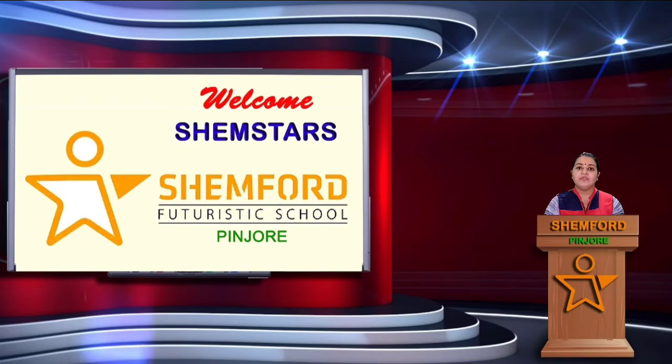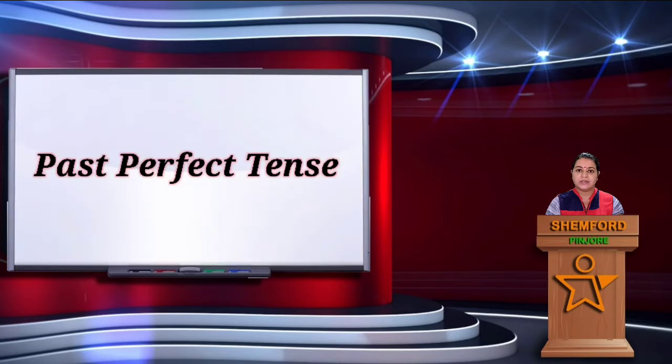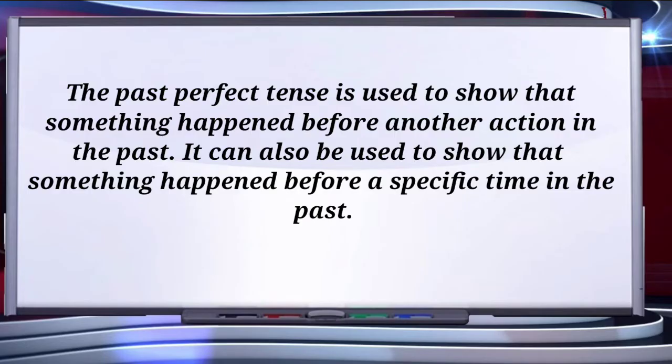As we are continuing with tenses, today we will do the past perfect tense. We have already discussed the different forms of present tense, simple past tense and past continuous tense. So let's start with past perfect tense today. Past perfect tense is used to show that something happened before another action in the past. It can also be used to show that something happened before a specific time in the past.